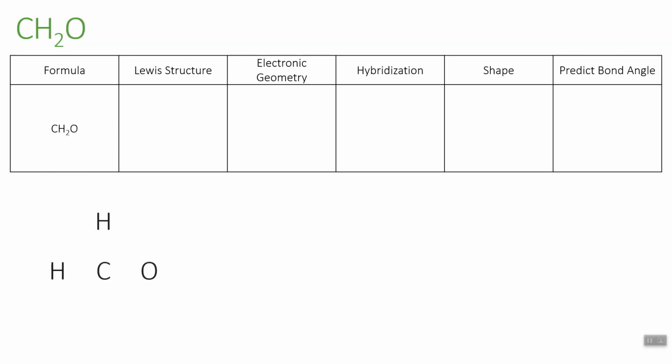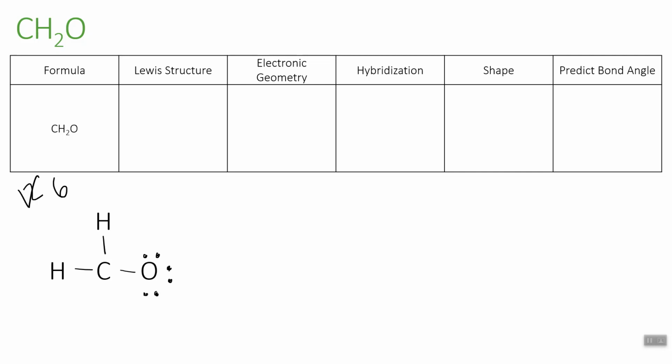So now let's look at CH2O. First I'm going to start with my total number of electrons. So 4 plus 2 plus 6 gives me 12 total. I'm going to connect those all using single bonds. So that's 2, 4, 6, which means I have 6 electrons remaining. The best place for those is going to be on this oxygen.